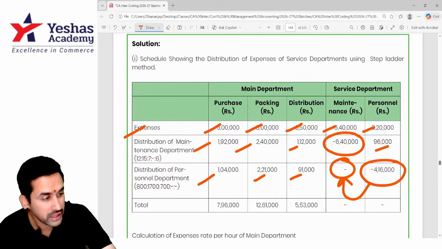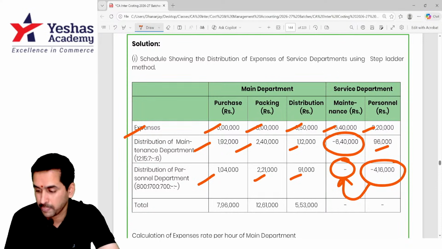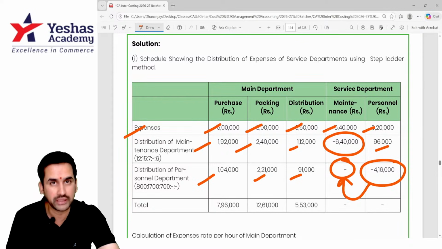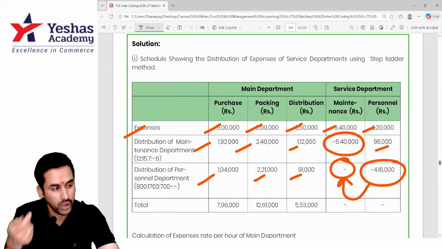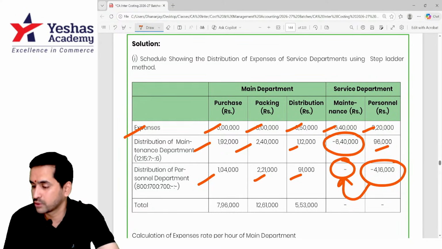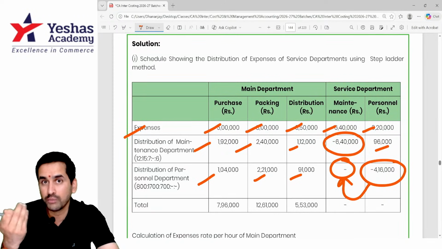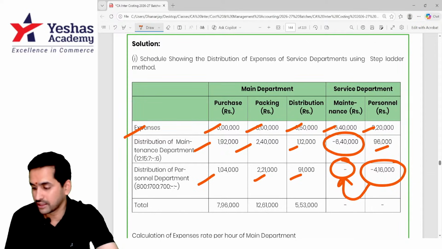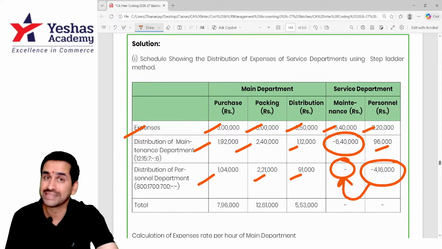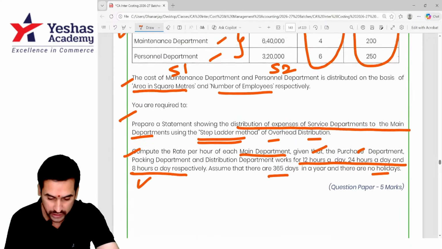Did you notice nothing is going here? Tell me, if it was repeated distribution method, from S1 to S2, again S2 to S1, again S1 to S2, again S2 to S1. Do you remember this? Till both numbers reach almost zero, we used to do. But here that's not necessary, because it is what method? Step ladder method. And sir, in what ratio we have to share? What did they give you?